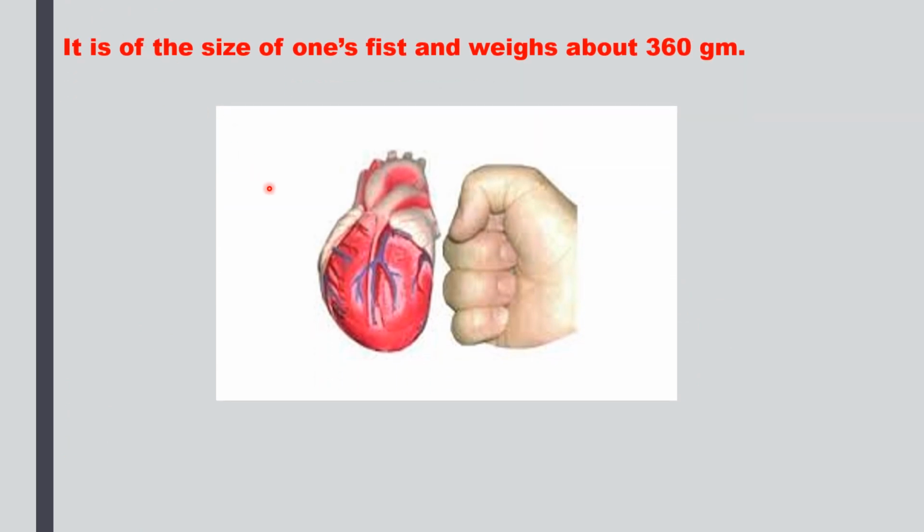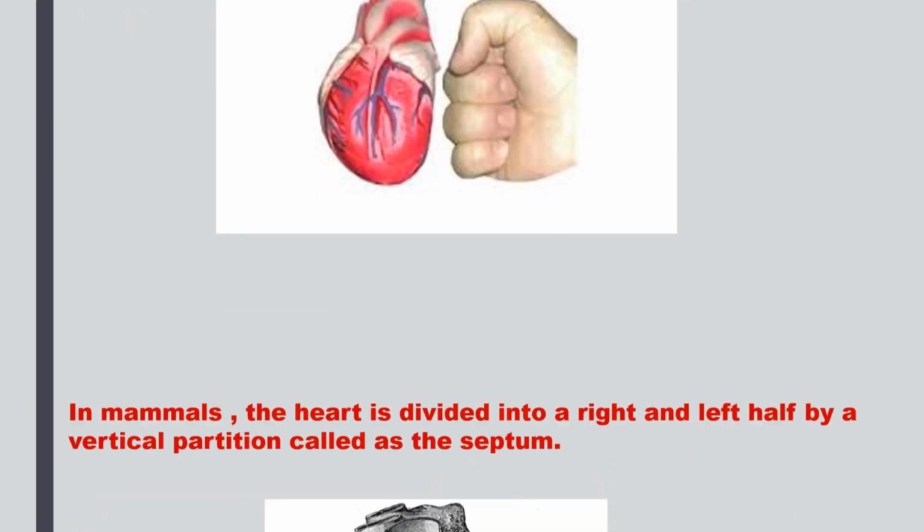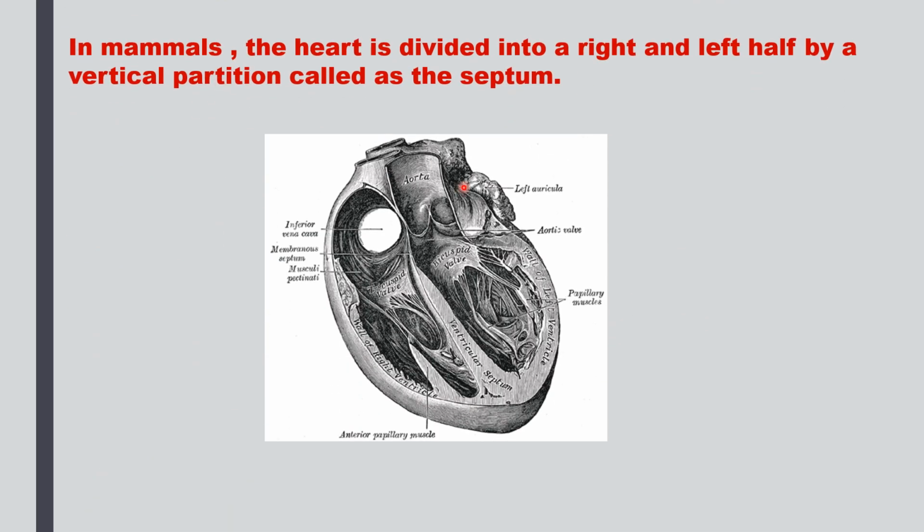The heart in an adult human is about the size of one's closed fist. It is about 12 centimeters in length and 9 centimeters in width. It weighs about 360 grams in a normal adult. The heart is divided into right and left half by a partition wall, and this partition wall is called the septum.